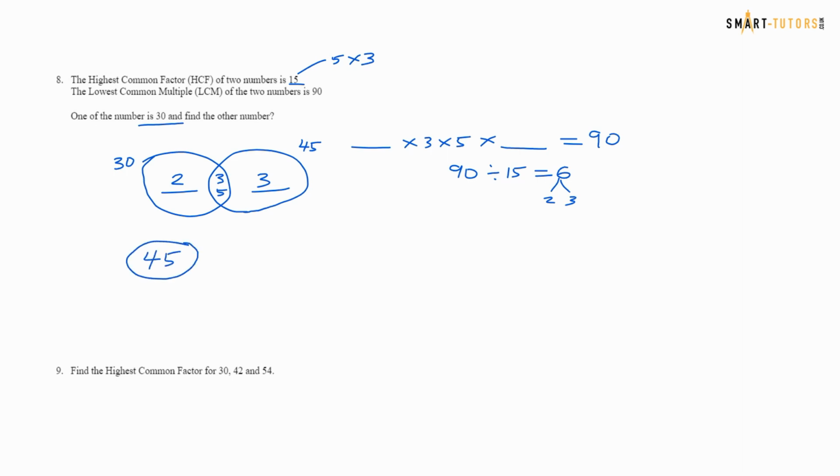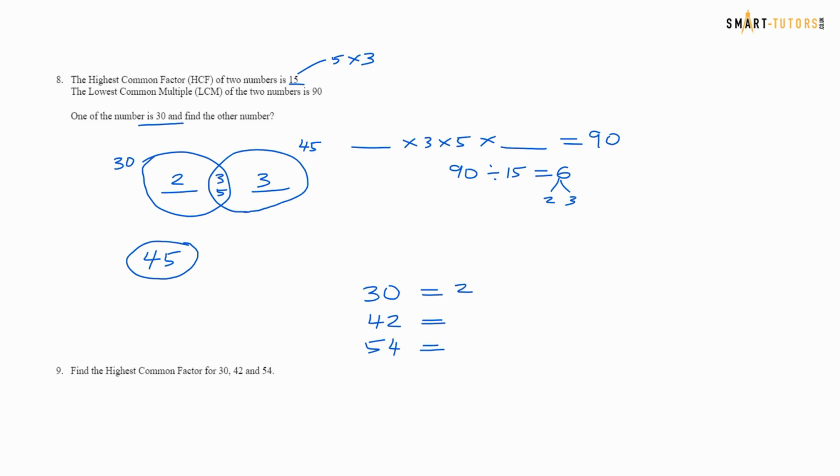That is the answer for question number 8. Find the highest common factor for 30, 42 and 54. So first of all, I need to find out the prime factors for all three numbers.